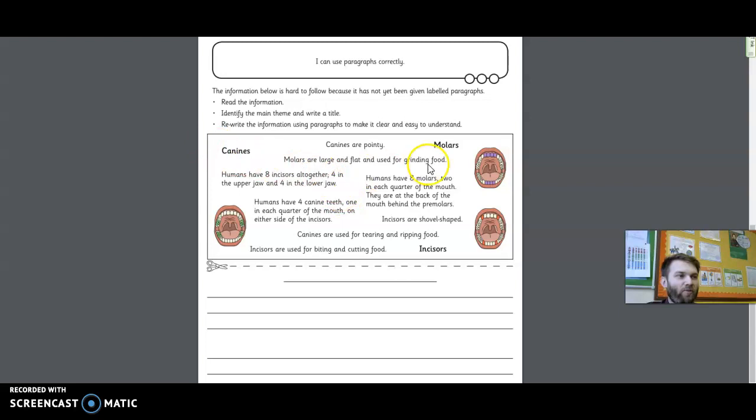Now you can see that some of the words are bigger, so there's no reason they can't be subheadings. Pretty similar to the reports we've looked at. Subheadings can just be a simple explanation of what that paragraph is about.